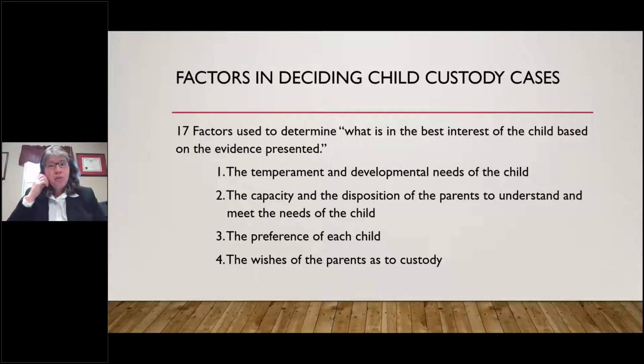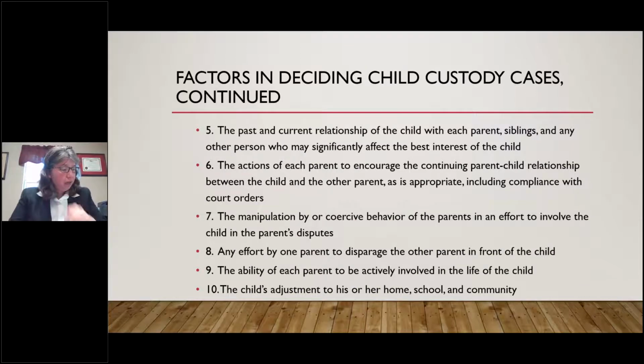So younger children, obviously, the court's not going to give a whole lot of weight to their opinion on where they want to live or who they want to live with. Number 4, the wishes of the parents as to custody. And then number 5, the relationship between the child and each parent, his siblings, and any other person that may affect the child's best interest.